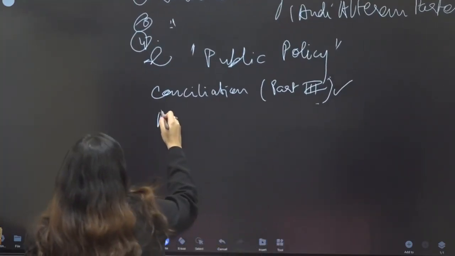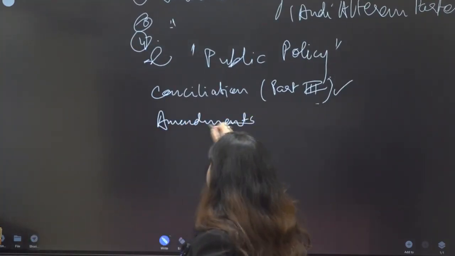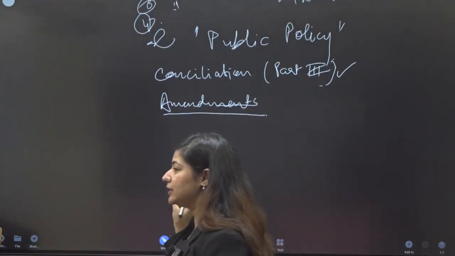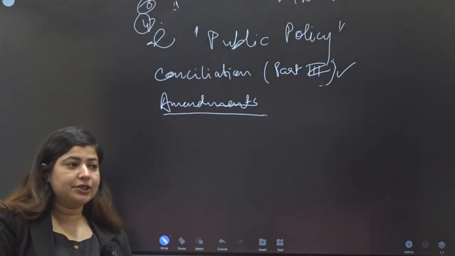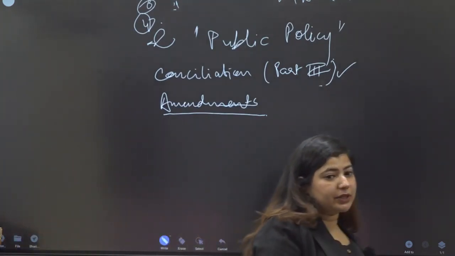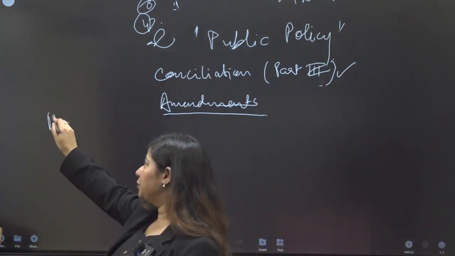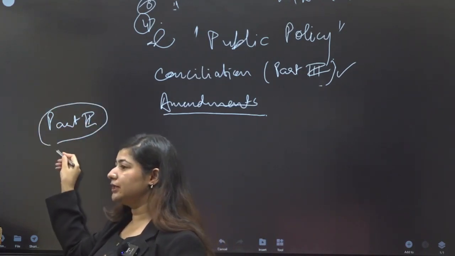Now we will deal with the amendments. There are three amendments: 2015, 2019 and 2021. What changes had they made in the Arbitration and Conciliation Act? We will quickly deal with them, and then we will go to your part 2. Enforcement of foreign awards we will deal with after that.